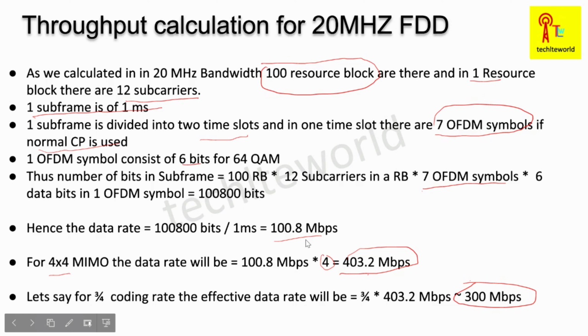So finally we can conclude that if we consider a 20 megahertz bandwidth which consists of 100 resource blocks, and considering the 4 cross 4 MIMO configuration with a 3 by 4 coding rate, this will give us an effective data rate of 300 Mbps. This is the throughput calculation for 20 megahertz FDD. In this way we can calculate, right?